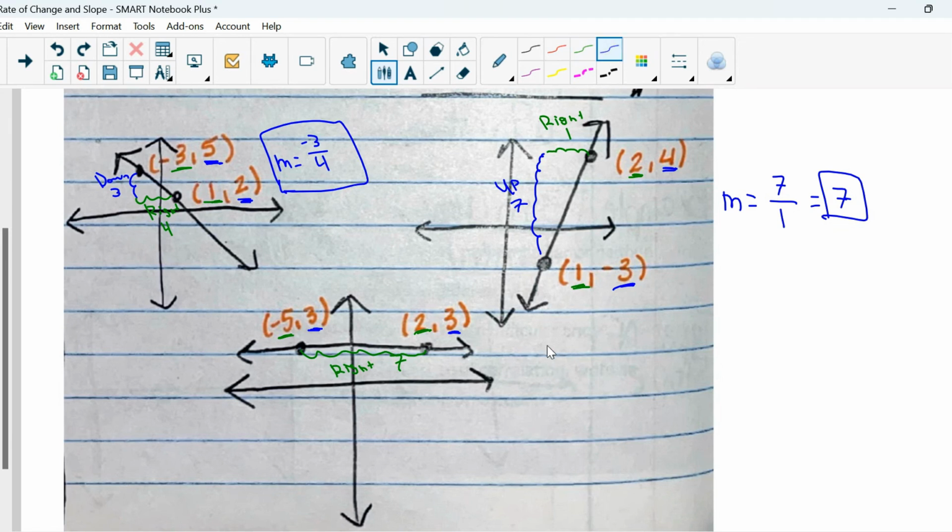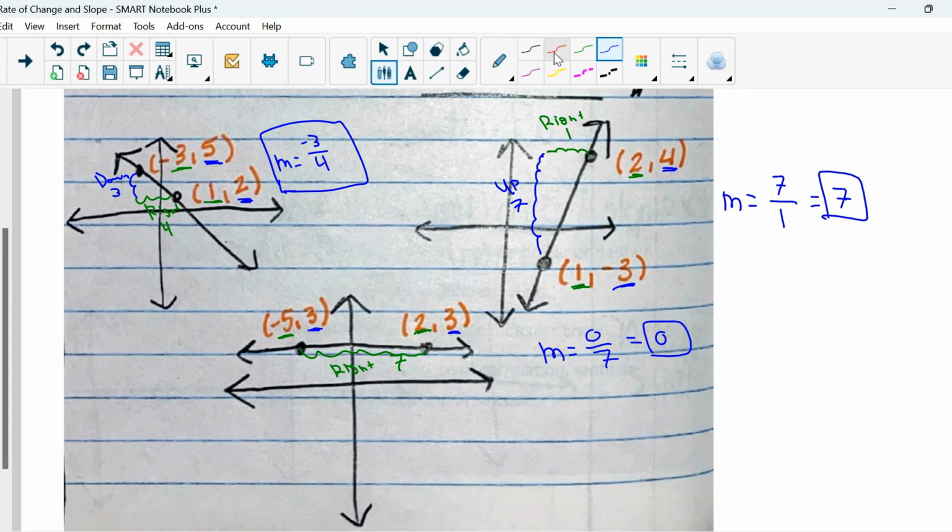So when writing our formula, or writing our slope, we have m equals the change in y from 3 to 3, which is 0, over the change in x, which is right 7, or +7. 0 divided by 7 is just 0. So in this case, we have a slope of 0, which is just a horizontal line.